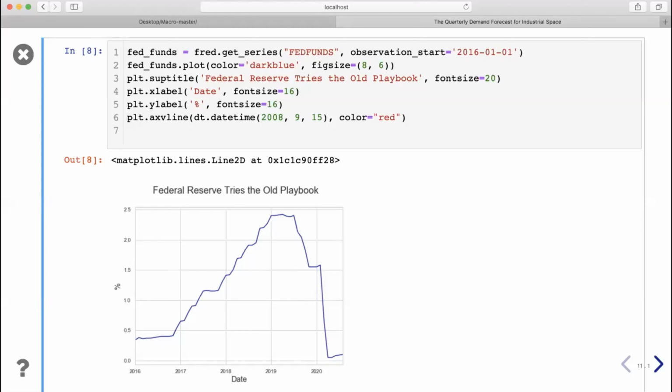He then changes course, begins reducing the Fed funds rate. And then in a Sunday meeting in the spring, March, I believe, they announced that they were reducing the Fed funds rate to 0. Technically, this number cannot go below 0. So they're trying their old playbook again by reducing short-term interest rates with the hope of reducing long-term interest rates, with the hope of spurring investment.